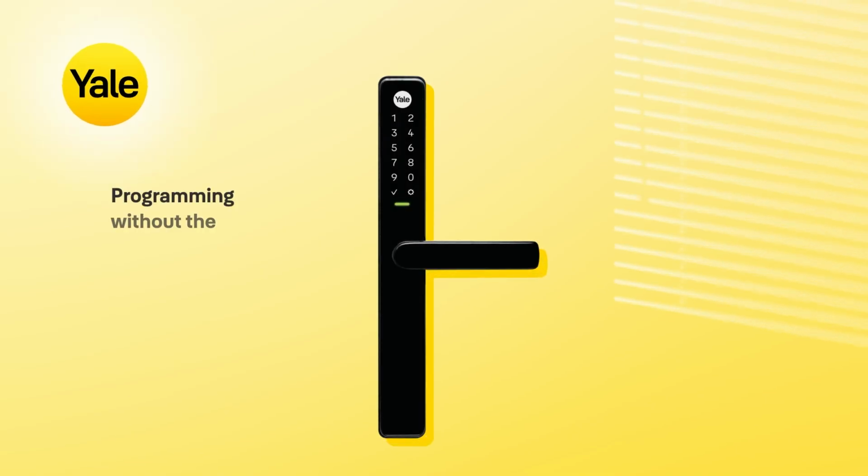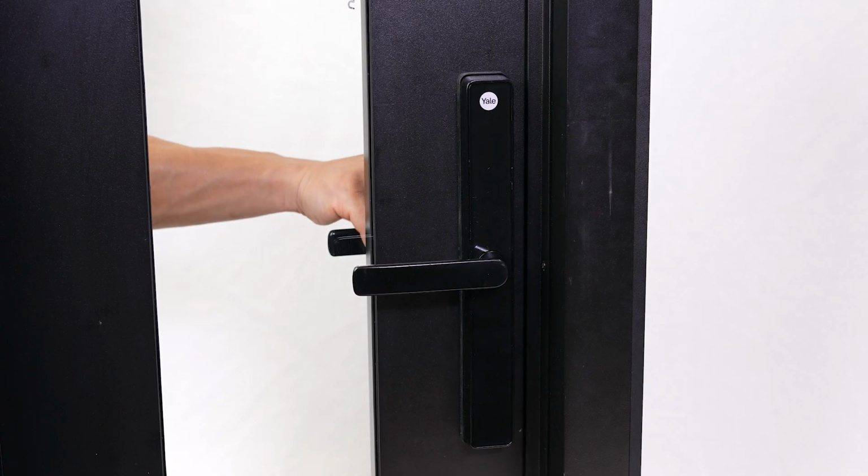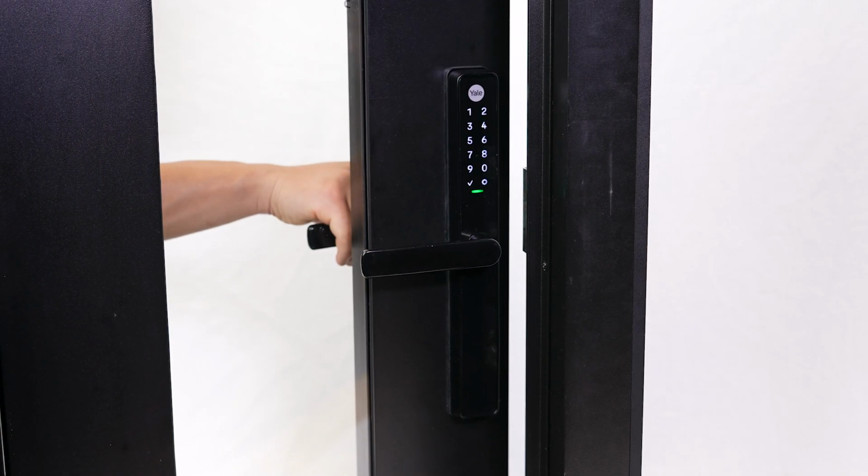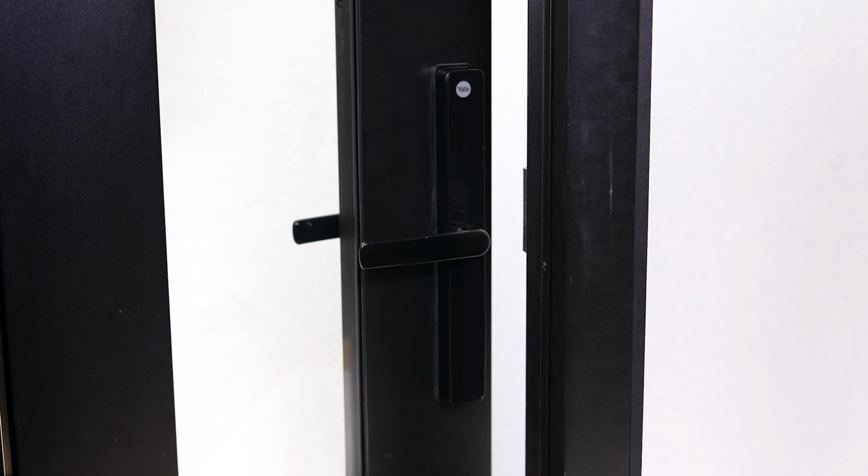This video covers how to program the Unity Slim Smart Lock without the Yale Home app. When you're programming your lock, make sure to keep the door open at all times, or you could find yourself locked out.